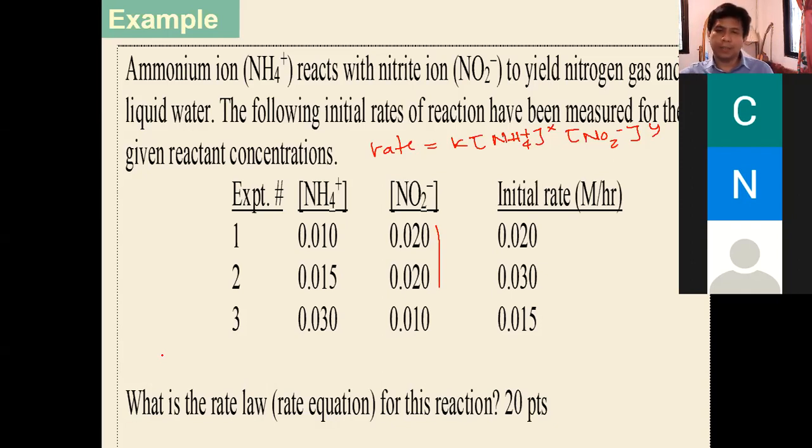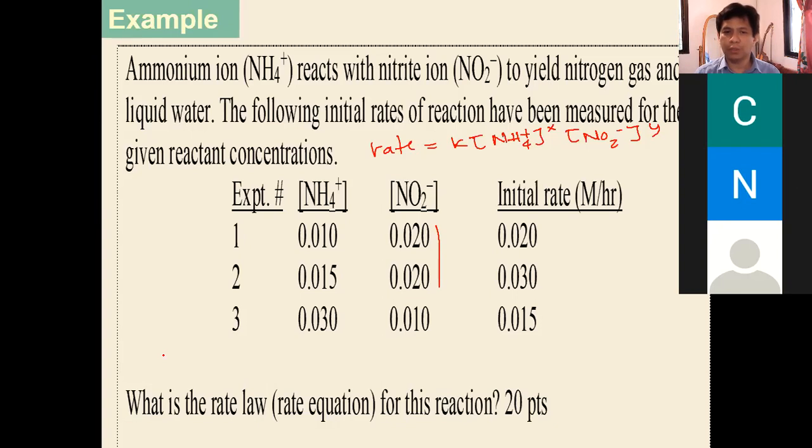Ano makukuha yung Y? So ang gagawin niyo lamang, actually as long as nakuha niyo na yung X, okay na yon. Hindi naman kailangan magkakamukha pa yung concentration ng NH4+, kasi meron na kayong X. No? Pag dinivide niyo yung halimbawa yung equation 2 and 3, kasi magkaiba yung NO2 minus yung nitrite concentration sa experiment 2 and 3.